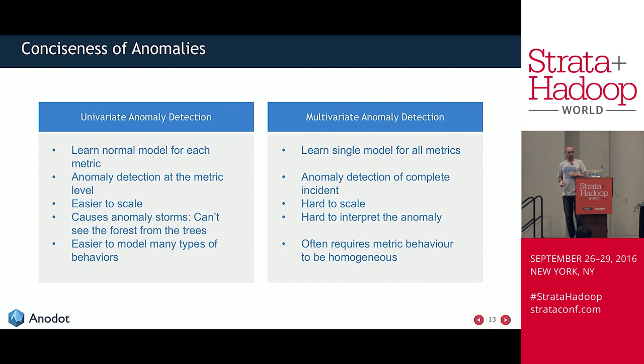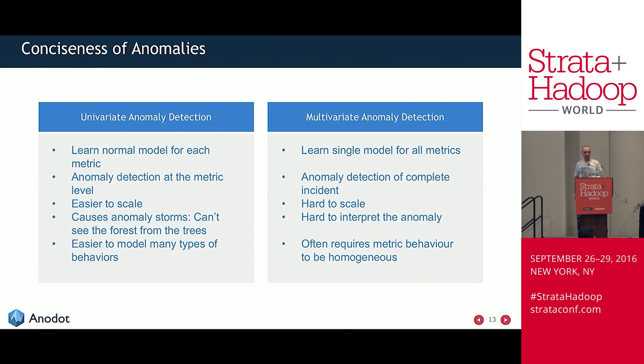The last point I wanted to mention is the conciseness of anomalies and how it affects the method that you're going to use. There are a lot of techniques and methods in the literature for univariate anomaly detection. That means you take a single signal metric, and you learn the normal behavior of that. The examples that I showed you before are all of that kind. There was one graph, one metric, and one normal behavior of that metric, and then you can easily detect deviations from normalcy for that metric.